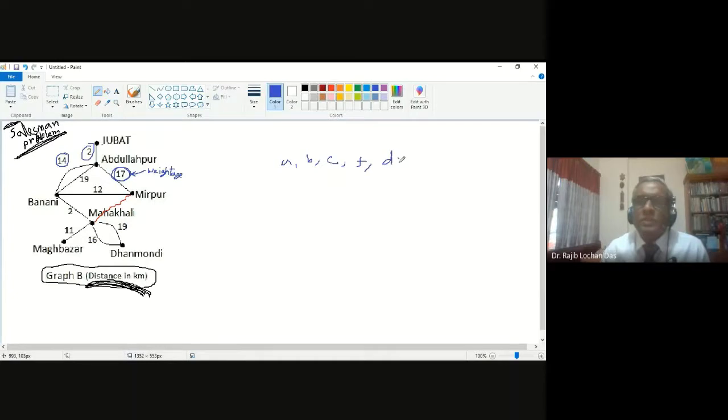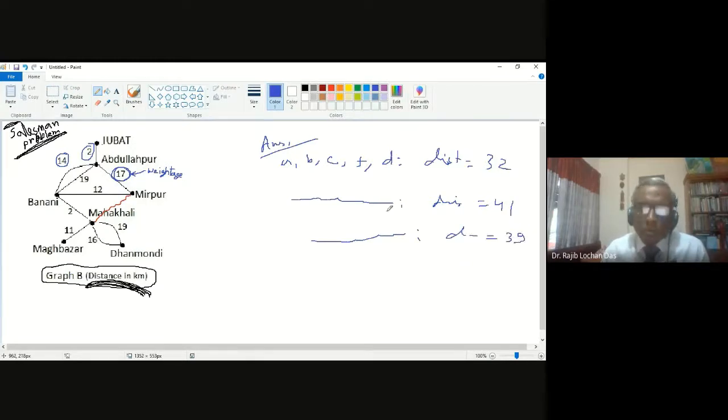This is my shortest path, and the total distance is, say, 32. If it is your answer, how can I understand that this is the shortest one? You have to show some others, so that this distance is 32, another distance is 41, another distance is 39. So I am now convinced that you have done the calculation and you have got the shortest answer. Okay, so that's what I'm saying.